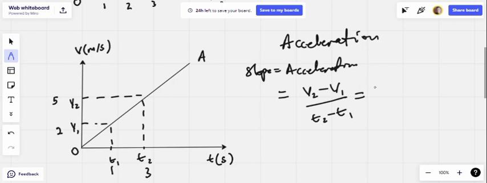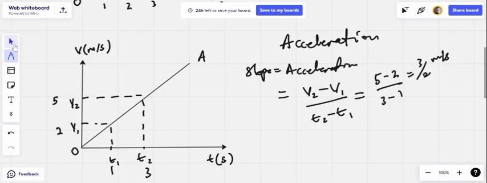The slope there, if you calculate it, which is the acceleration, will be V2 minus V1. That will be 5 minus 2 divided by 3 minus 1, which is 3 over 2 meter per second squared. So you see that this graph has what we call acceleration. So this graph represents motion of a body under acceleration. So that means the body is accelerating.